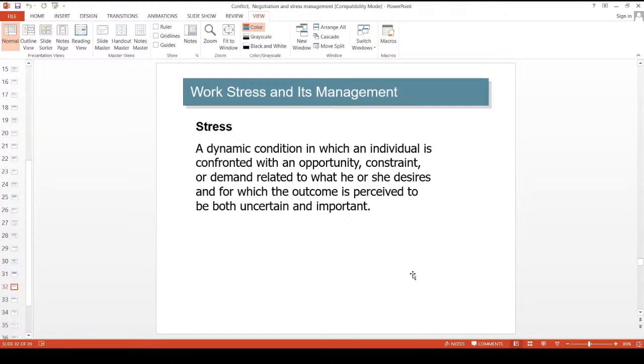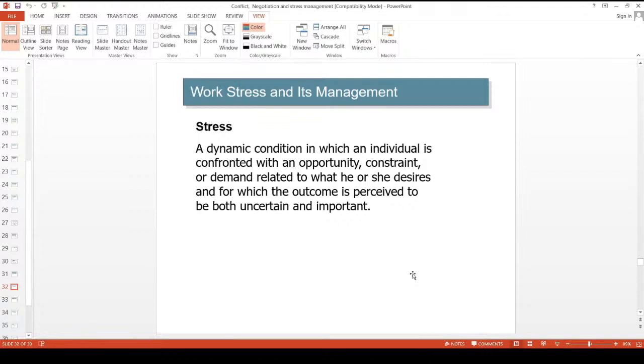Similarly, other than the opportunity, if you have some constraints, some hurdles in doing something, again the stress will be there, or the demand related to what you desire. For example, if you want to achieve something and for that achievement you need particular demands, again the stress will be there. So these are the particular conditions under which the stress conditions will be there, and for which they are perceived to be both uncertain and important.